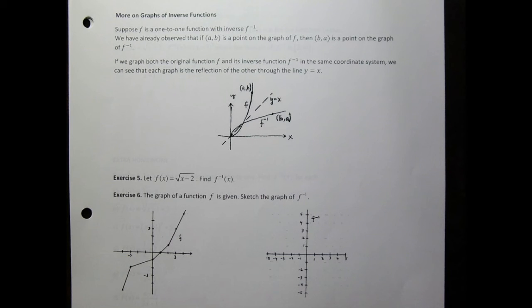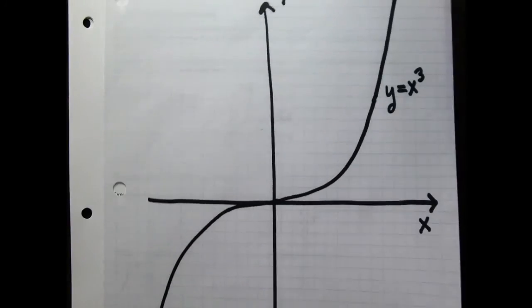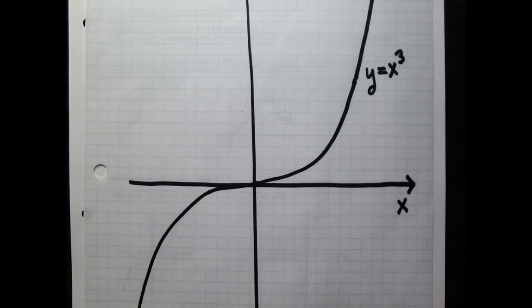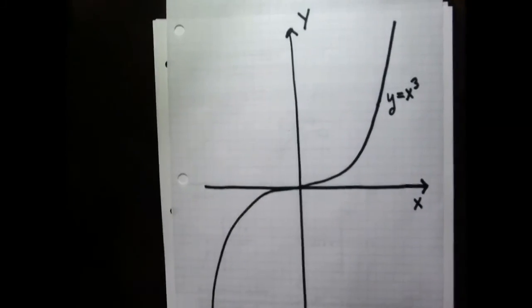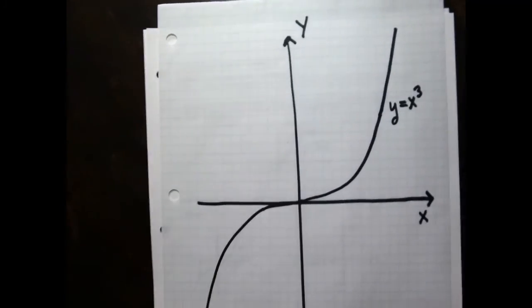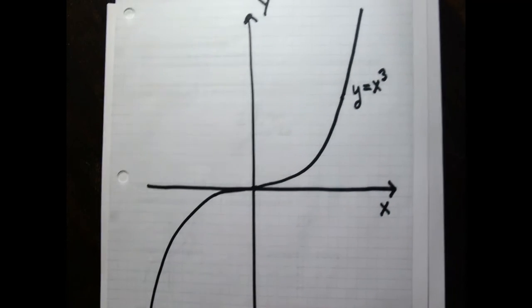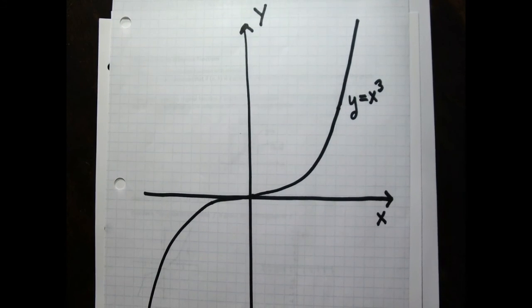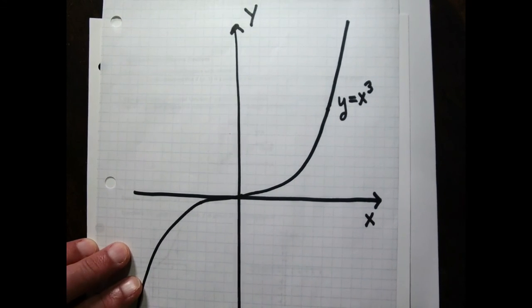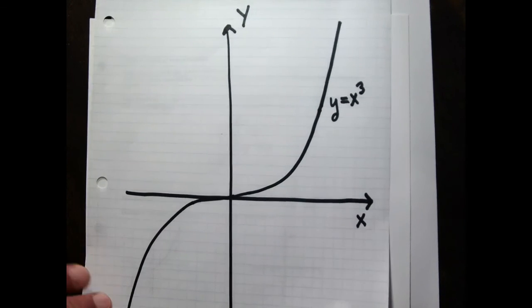So I want to show you another way to think of the relationship between a graph of a function and its inverse. And I drew a picture here of the graph of y equals x squared. Let me back out a little bit because this is really large. And we're familiar with that y equals x squared. I'm sorry, y equals x cubed graph.